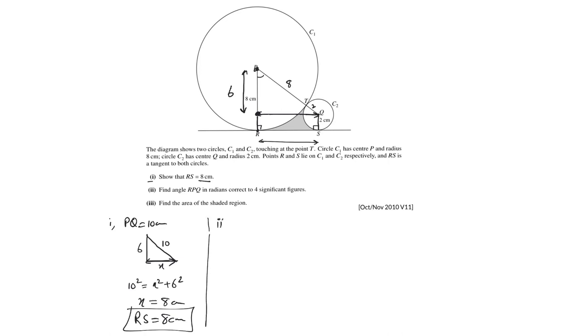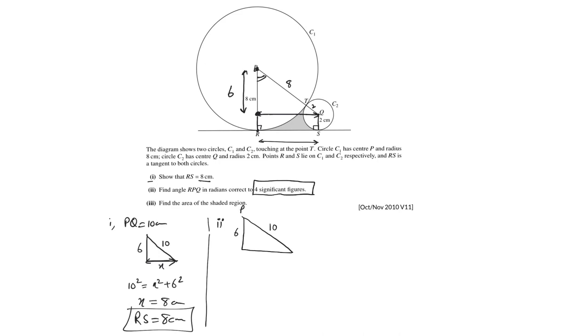In part 2, you need to find the angle RPQ in radians correct to 4 significant figures. Whatever the question asks, please give the answer in that many significant figures. RPQ is this angle. Now I can use trigonometric ratios because I already know that I have a hypotenuse of 10. This length is 6.